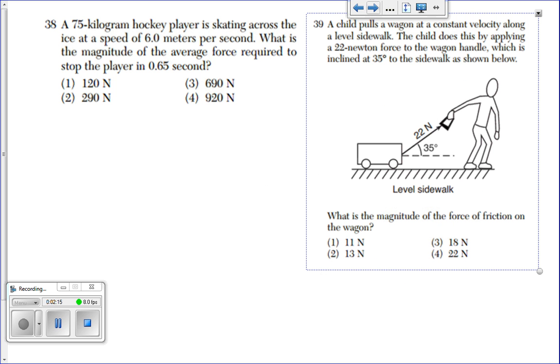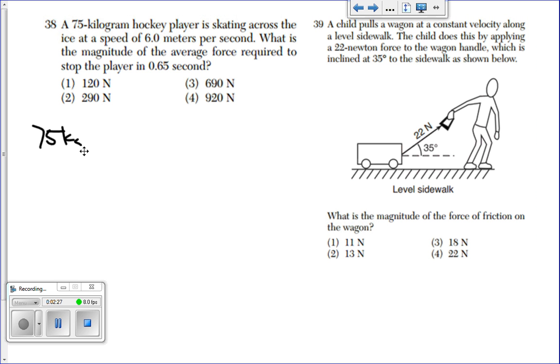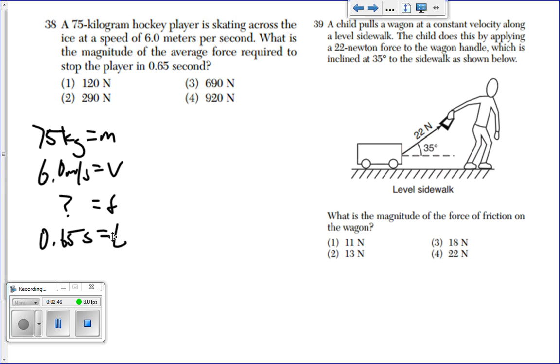For number 38, this is a calculation question. Let's look at everything that we're given and what we're trying to find. We have a 75 kilogram hockey player, that's equal to mass. We have a speed, 6.0 meters per second, so there's some velocity. And we are trying to find force. We don't know that. And we have a time of 0.65 seconds.